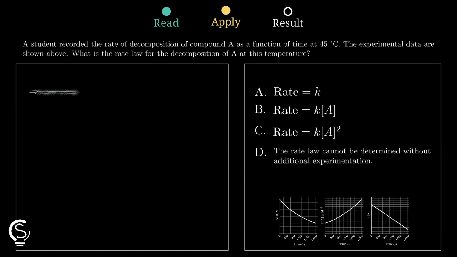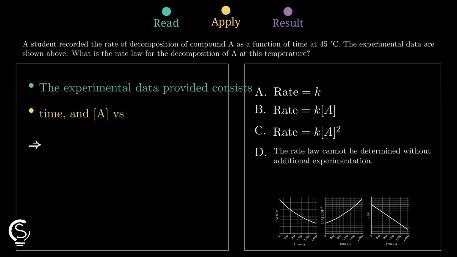Notice that only the plot of the natural log of concentration versus time yields a perfectly straight line. This specific linear relationship is the key indicator for a first-order reaction. A linear natural log graph indicates a first-order reaction. Thus, the rate equals k times the concentration of A, which is option B.